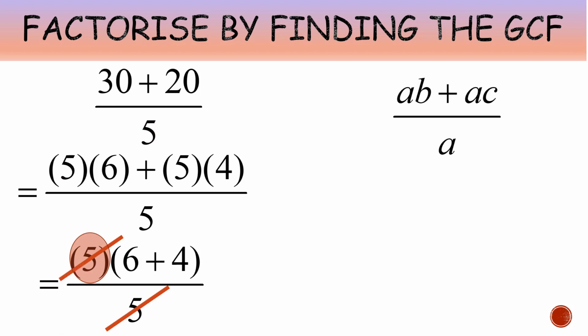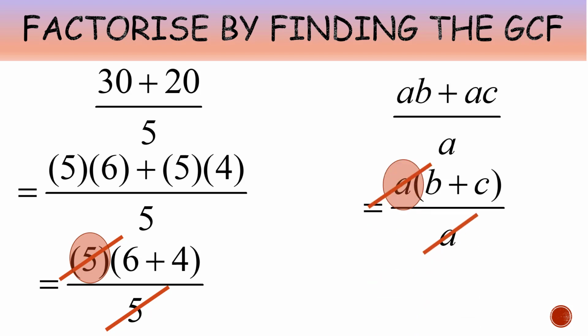So let us apply. This is an algebraic fraction. We factorize the numerator. The common factor is A. So if we divide by A, then we've got our other factor, B plus C. So A times, in brackets, B plus C, will give us AB plus AC.